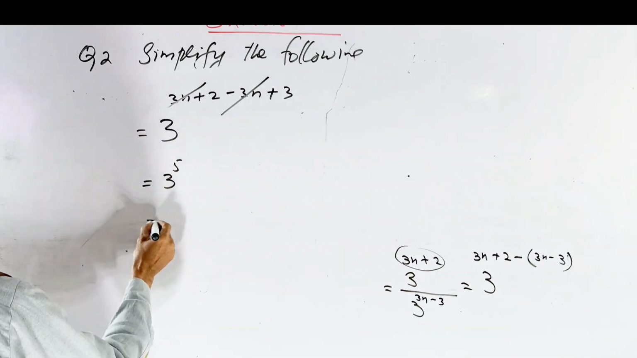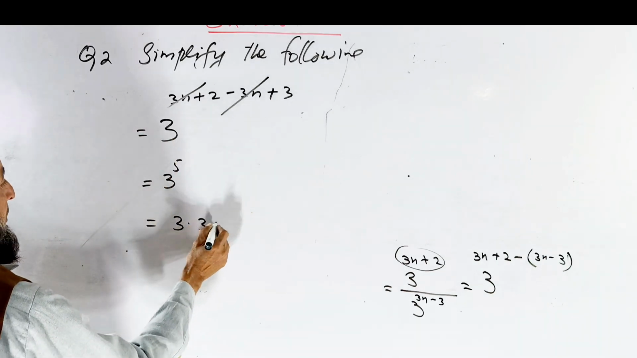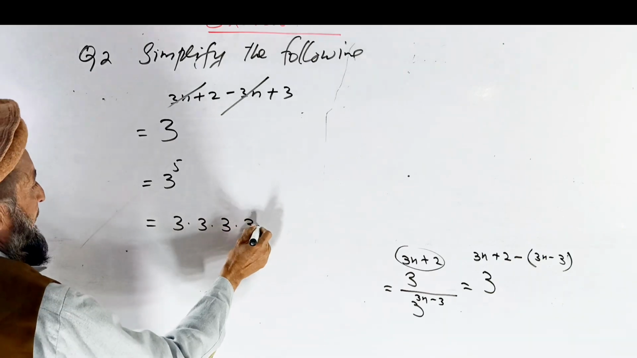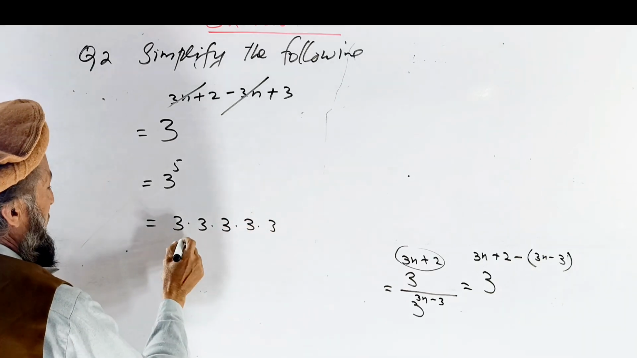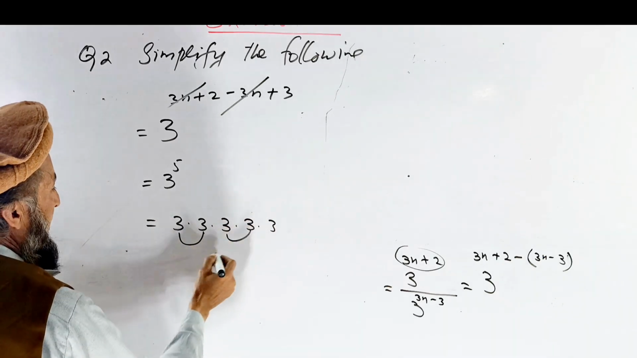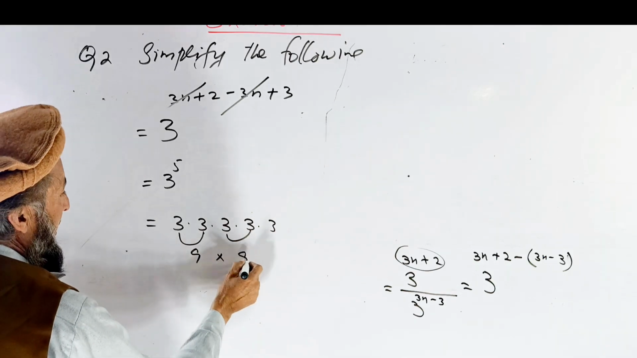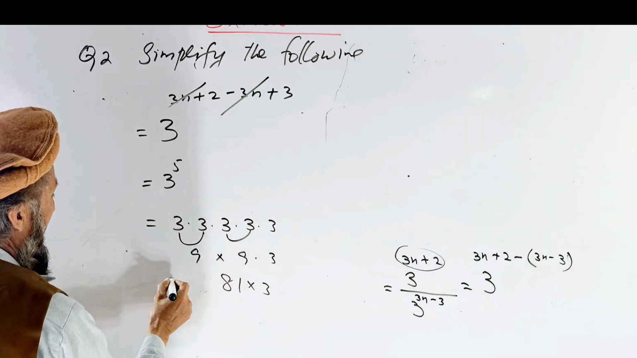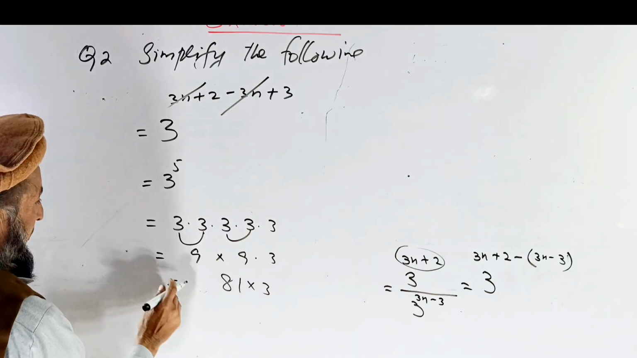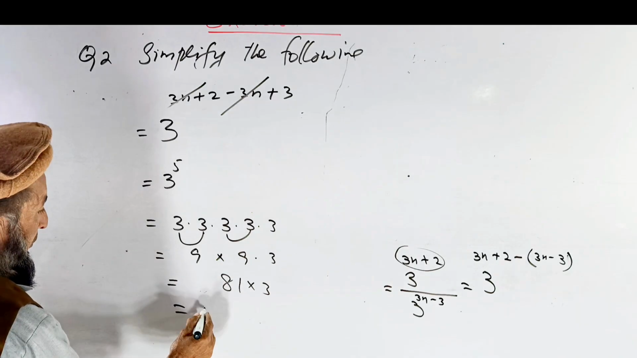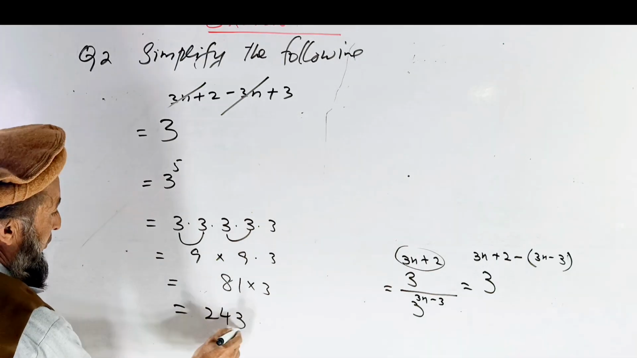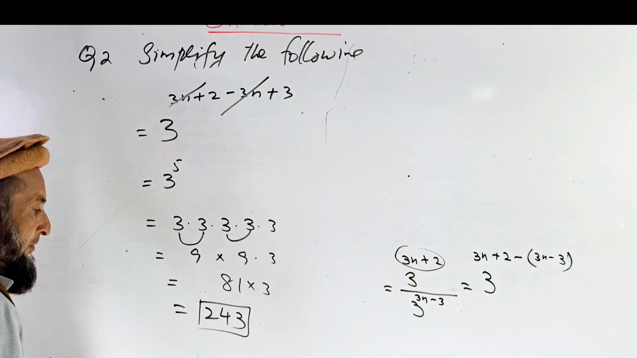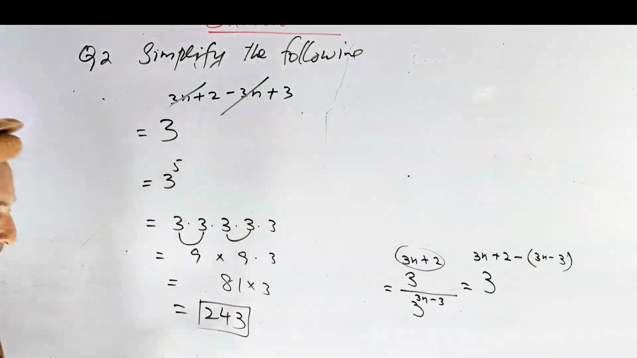5 we get, and if we multiply 3 five times, this will be 9, 9 into 9, this will be 81, and 81 multiplied by 3 we get 243. This is the answer of the question.